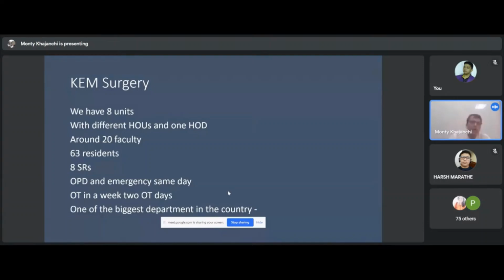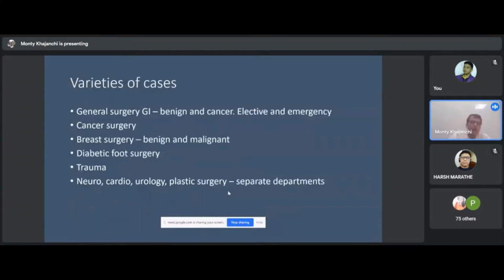So moving on. During your surgical rounds, what are the different things you will see? These are the different varieties of cases you will see: general surgery, cancer surgery, breast surgery, diabetic foot, trauma, neuro, cardio. All of this is there, but they are in different departments. But the basic things you will see across are all kinds of general surgery and GI surgery, benign as well as cancer, elective as well as emergency. So there is a huge variety.